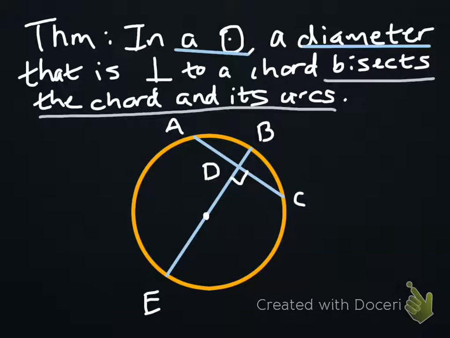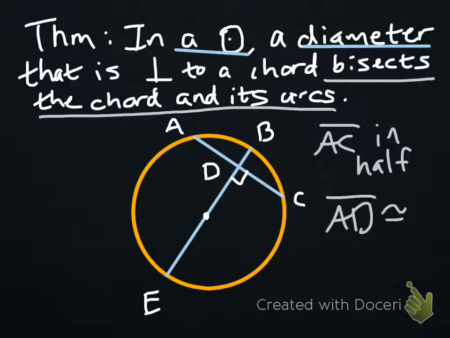So what can we say? We can say that it cuts this chord AC in half. It bisects it, which means that AD is congruent to CD. So we know that this segment length is congruent to this segment length. They have the same length since it is bisected. We also know that arc AB is congruent to arc CB.